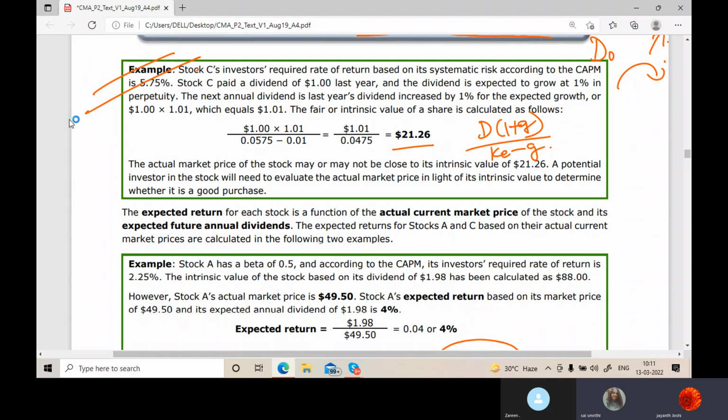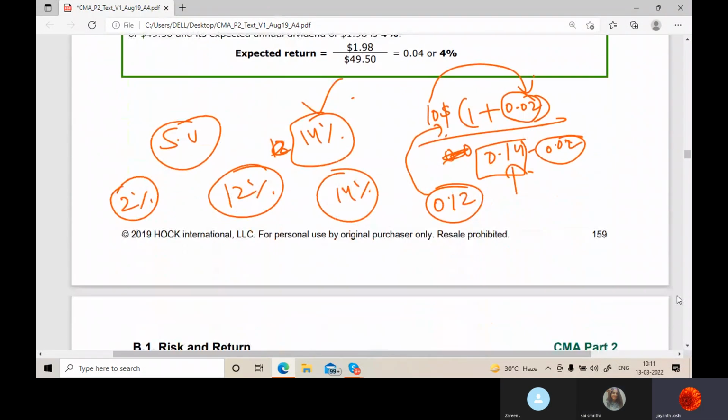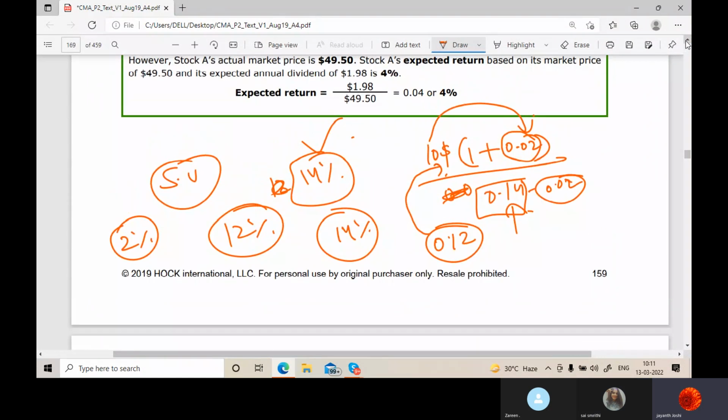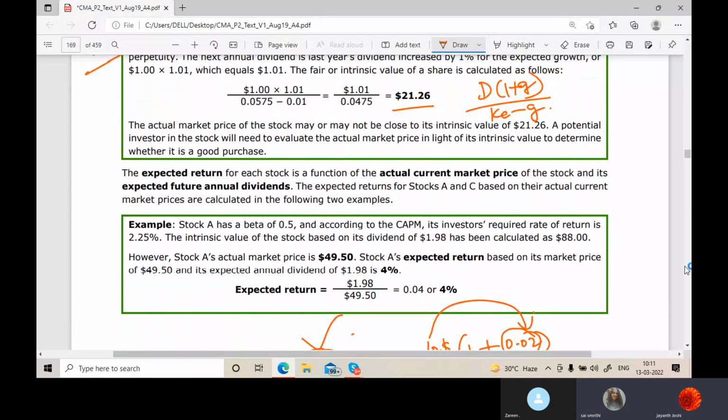Sir, what is the textbook page number? The material reference page number is what, sir? Okay, page number 159. Okay, sir. Thank you, sir. Yes, 159.